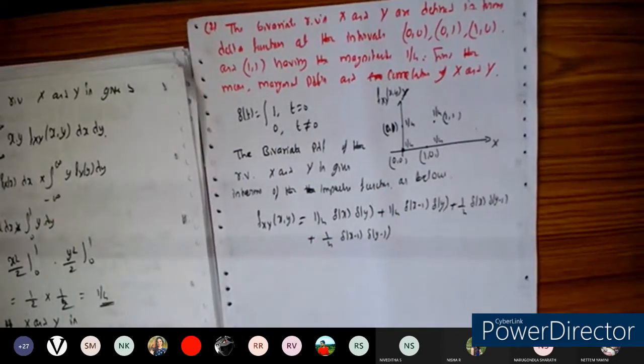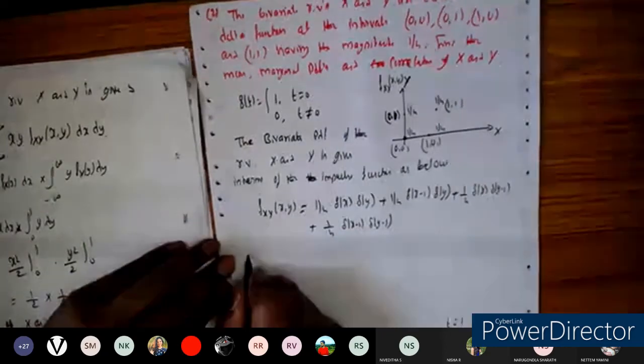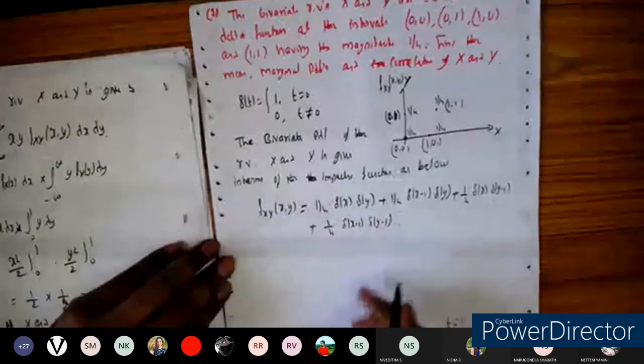Done, right? Now for this, let us find out the marginal PDFs. We will find out the mean and the variance as well, and let us see this. Do you have any doubts in this? I think you don't have any doubts.